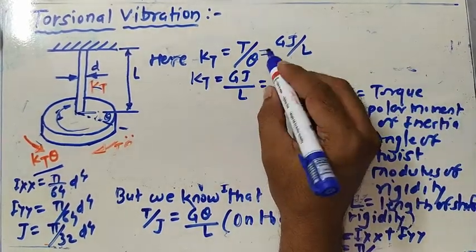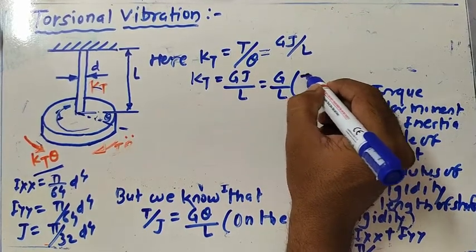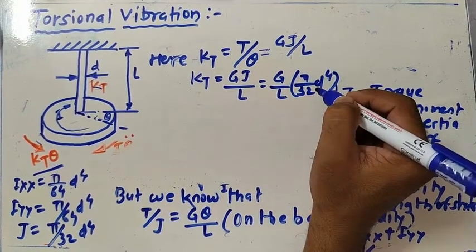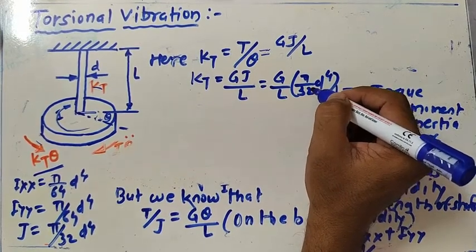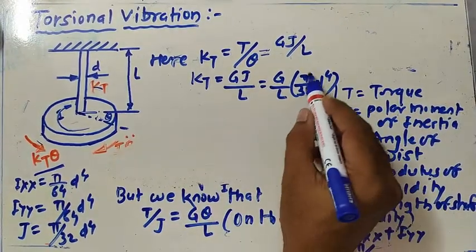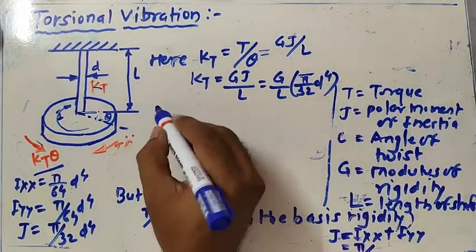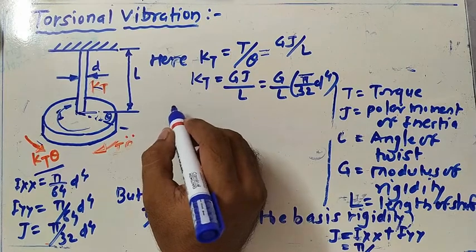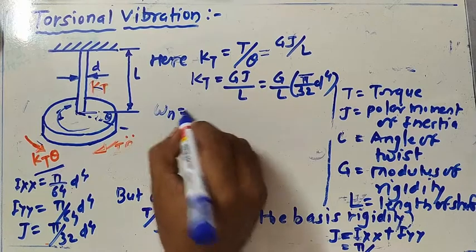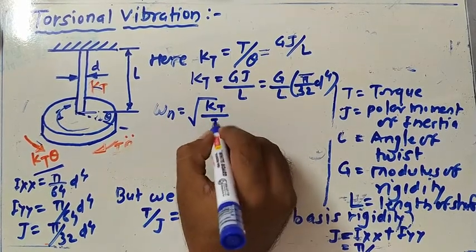So we get Kt equals GJ by L, where we know the value for J as pi by 32 into d raised to 4. This is the Kt value. In the previous equation number 2, omega n equals square root of Kt by I.